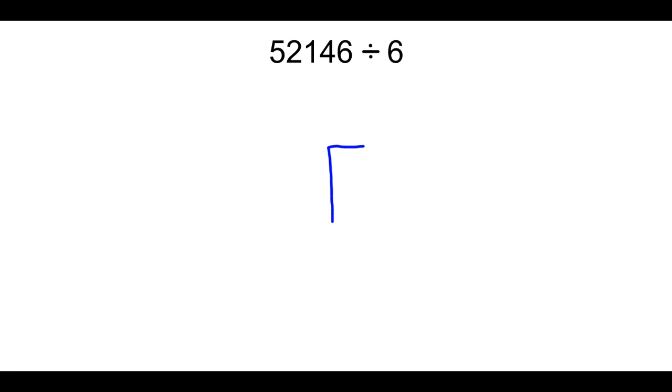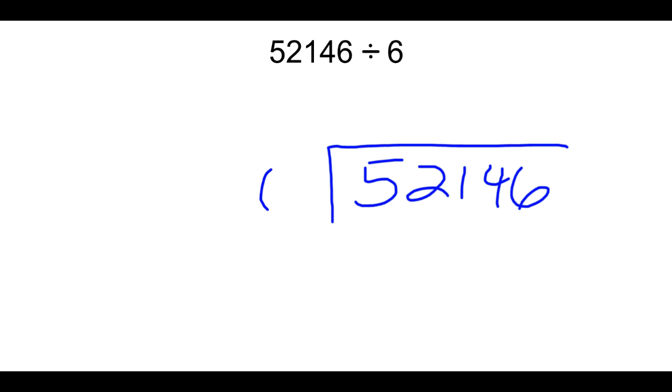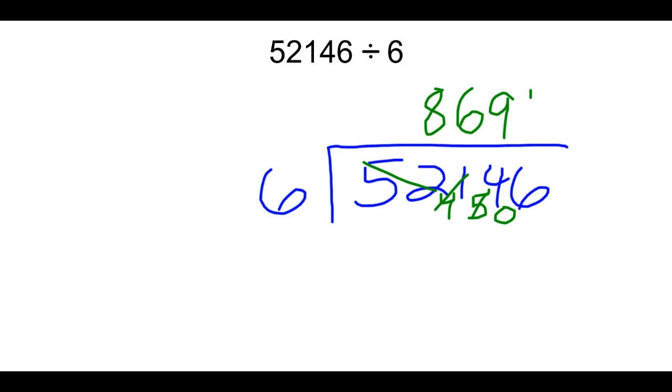52,146 divided by 6. So here we have 6 goes into 52 8 times. That's 48. 52 minus 48 is 4. 6 goes into 41 6 times. 6 times 6 is 36. 41 minus 36 is 5. 6 goes into 54 9 times. 54 minus 54 is 0. And 6 goes into 6 once. So our quotient is 8,691.